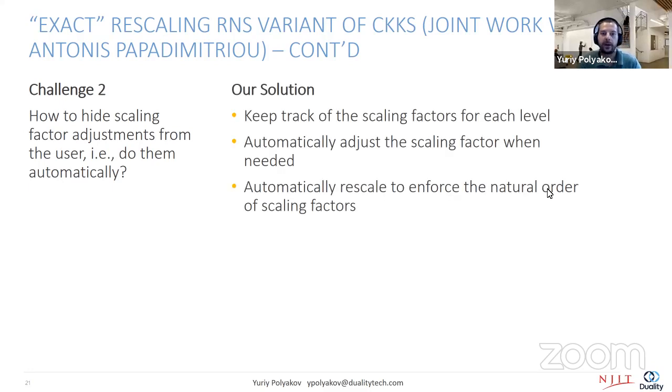Our solution for this problem was that first we keep track of the scaling factors for each level, so we can easily multiply by the appropriate scaling factor when needed. We automatically adjust the scaling factor when needed, so it's a library capability, not something the user has to think about. We also want to automatically rescale. This is necessary for this variant to enforce the natural order of scaling factors. Otherwise, there would be many combinations of scaling factors. So automated rescaling is certainly very useful for this approach.